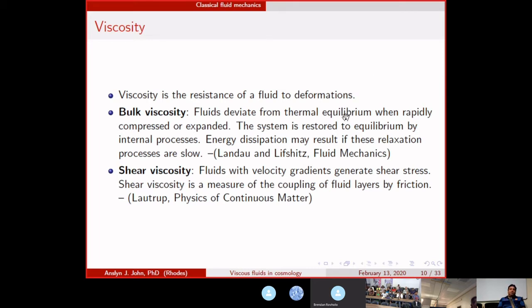What is much more common in many systems is shear viscosity. And that occurs whenever you have a velocity gradient in your system. And when these velocity gradients show up, shear stresses get experienced by the fluid. And shear viscosity is a measure of the coupling of layers of these fluids by internal friction. So ideal gases and perfect fluids do not have any viscosity, but most real fluids will exhibit one or the other of these types of viscosity. So we're going to be looking at this and how they show up in cosmology.